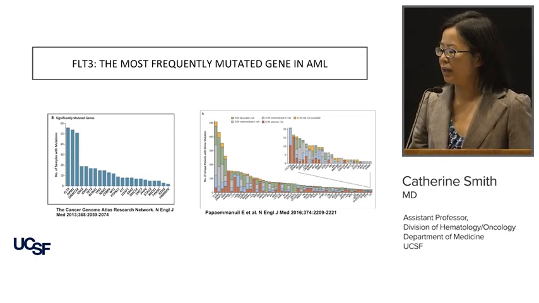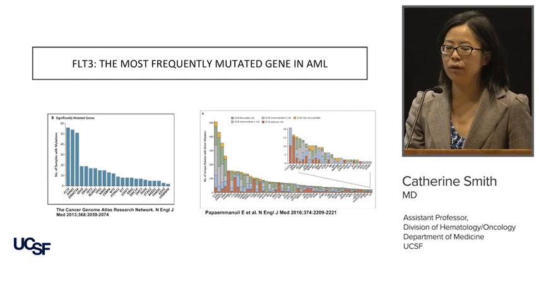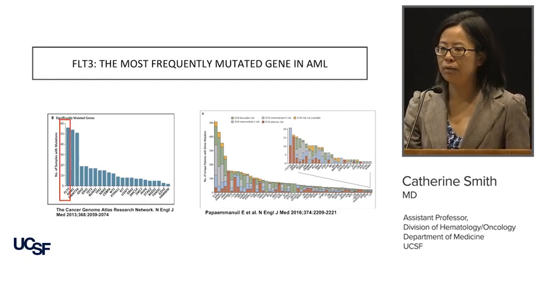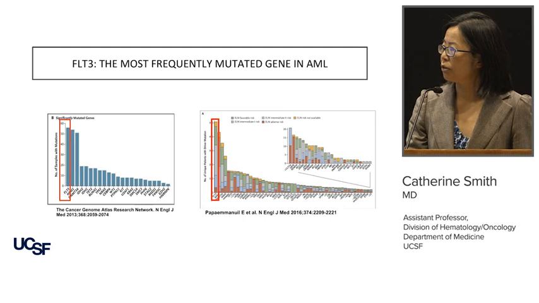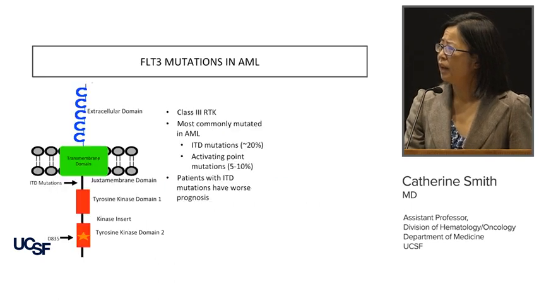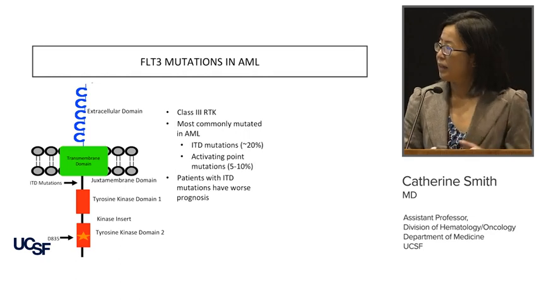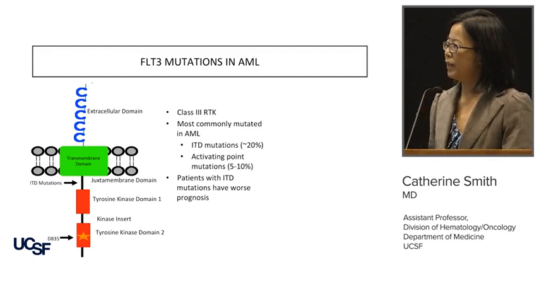This has been shown in multiple large-scale genomic sequencing efforts of AML, including the TCGA sequencing of over 200 AML genomes, and a more recent sequencing effort of over 1,500 AML genomes published a couple years ago in the New England Journal. FLT3 is a receptor tyrosine kinase. It is represented in a cartoon format here.